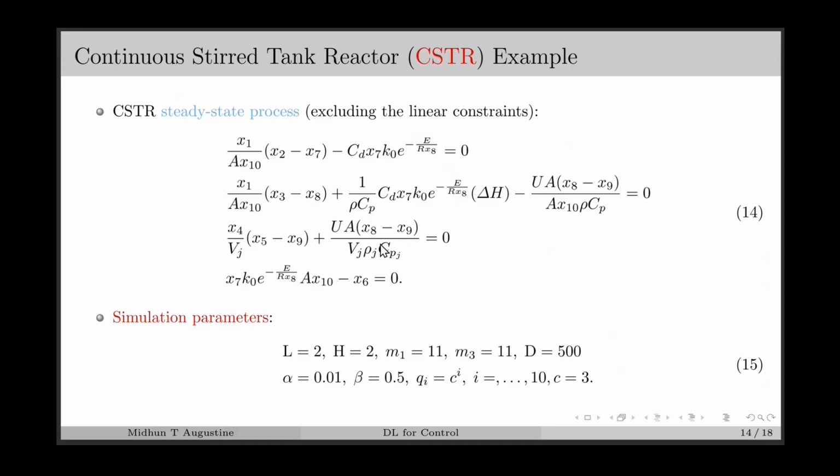Now the dataset for the simulation is generated by using this model. Here we select the first 6 variables and introduce some perturbations in the dataset. And we generate the remaining 4 variables by solving this equation. That's how we generated all the 10 variables for the training. Then in the simulation, we select the simulation parameters as in equation 15, where we select the number of layers in the encoder as 2 and the decoder as 2, and the number of neurons in the hidden layer for the encoder and decoder chosen as 11.